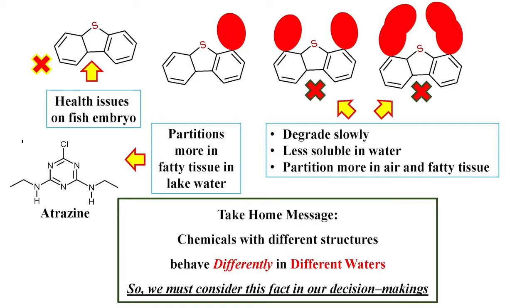As for atrazine, if you put atrazine in the ocean, it will stay more in the water, but if you put it in the lake, it will partition to the fatty tissue more, so it can hurt a lake organism more than an ocean one. So the take-home message is that chemicals with different structures behave differently in different types of water, and we need to consider that in our decision making.